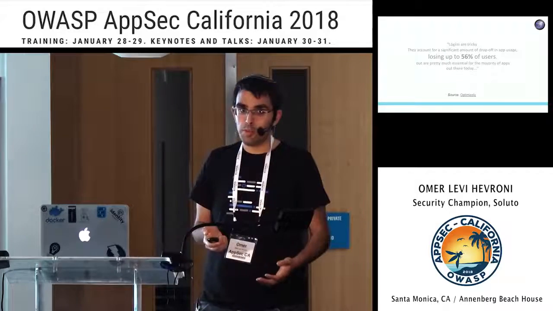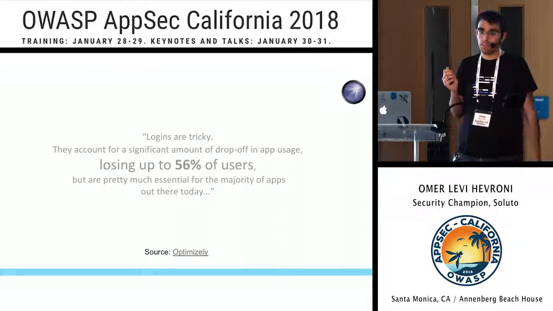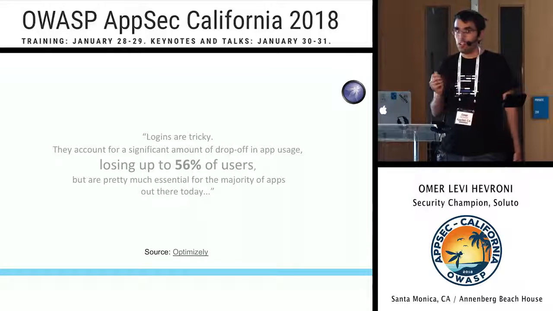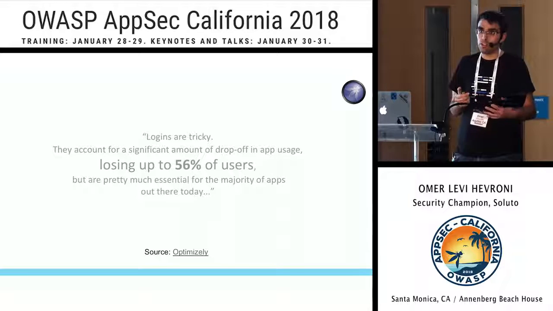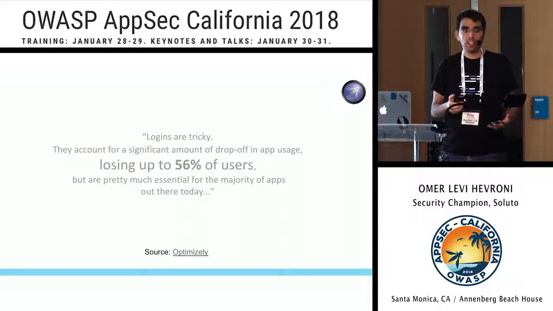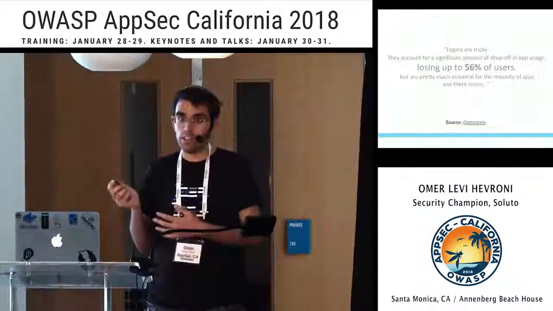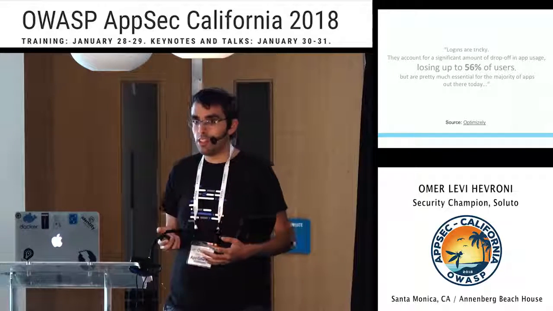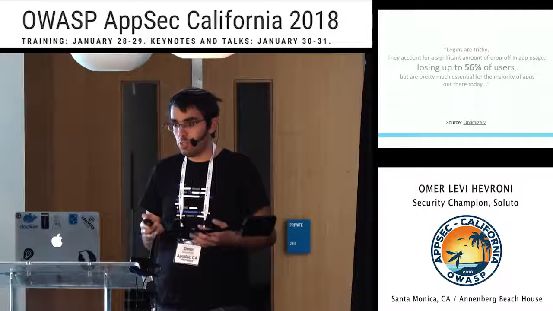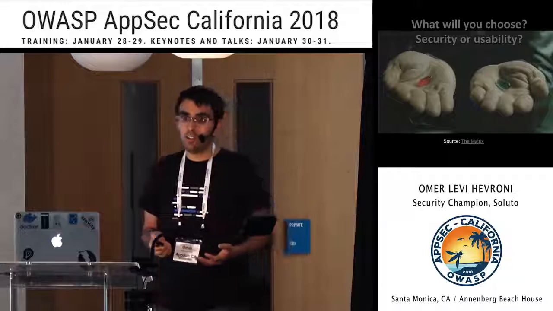This is a quote from Optimizely. Optimizely talks about a 56% drop, which is a lot of users to lose. And they offer a few tips that you can use to make logins better and lose fewer users. But even if we apply those tricks and get down to 20%, we're still losing a lot of users just because we wanted authentication.